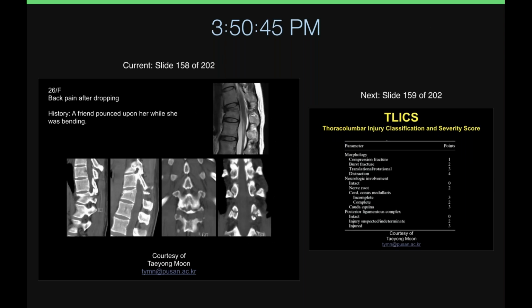Okay. Next. So, CT and MR, 26 years old, back pain after dropping. Again, I don't know the exact level, but there is a compression fracture.